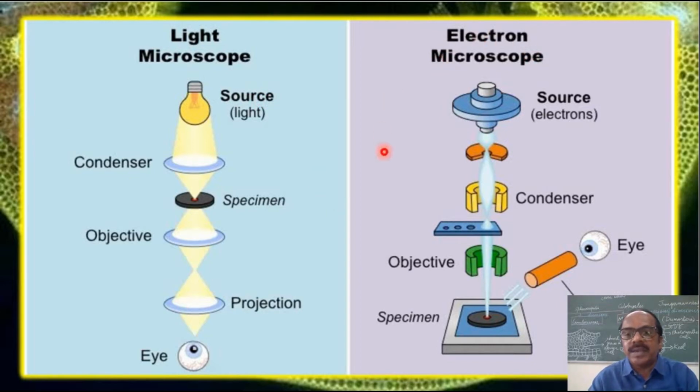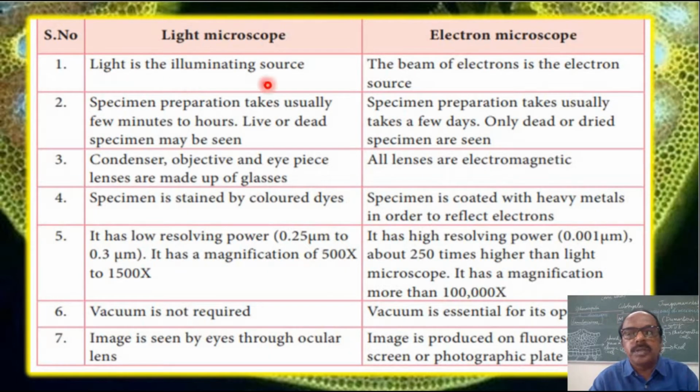Whereas in case of an electron microscope, the source is electrons, high energy electrons, and there are condensers which will condense the electrons and pass them through the object or the material, and the object is not directly seen as you see in case of a light microscope. In a light microscope, the illumination source is light. In case of an electron microscope, the illumination source is electrons, and specimen.